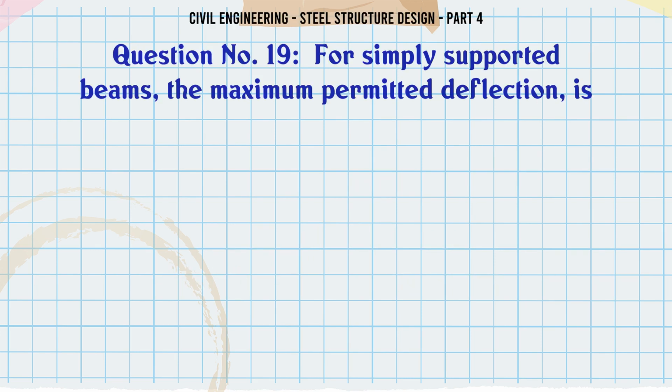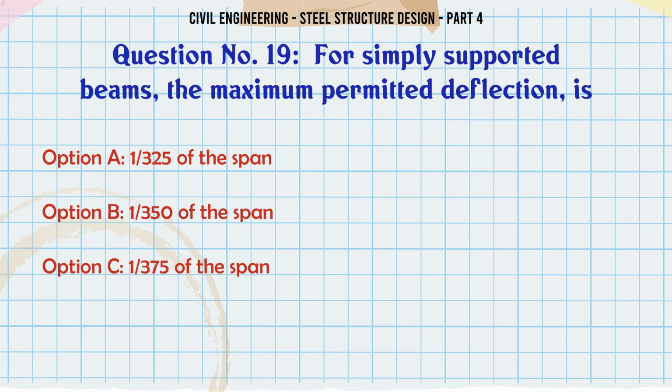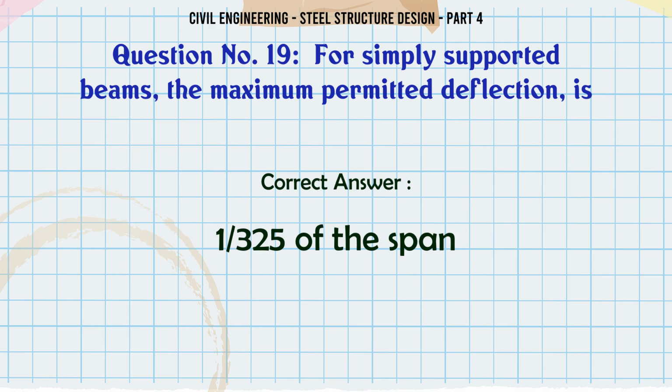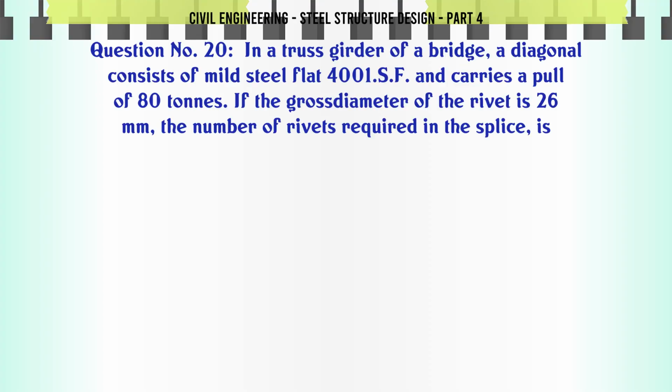For simply supported beams, the maximum permitted deflection is A) 1/325 of the span, B) 1/350 of the span, C) 1/375 of the span, D) 1/400 of the span. The correct answer is 1/325 of the span.